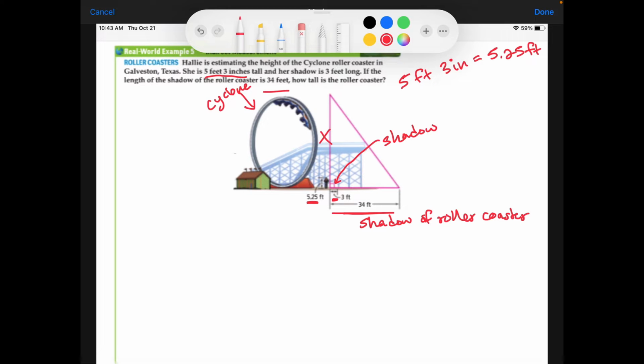When we're talking about the shadow of something, if you're standing right here and here's a shadow, this is technically a 90-degree angle right here. You form a 90-degree angle in comparison to your shadow. And so therefore we can say, as you can see here, this angle is a 90-degree angle right there. So that angle is the same for both triangles that are being formed.